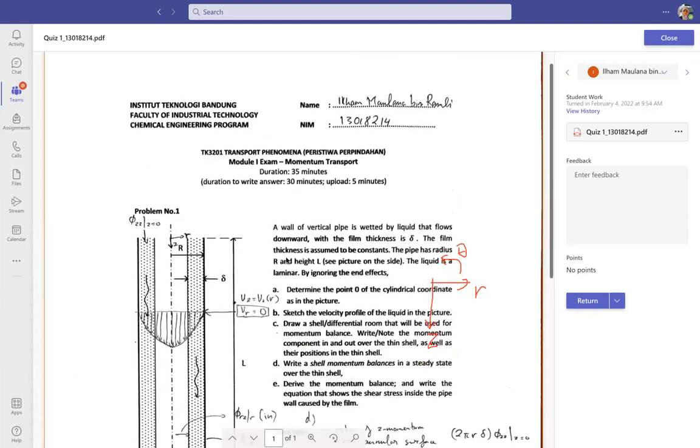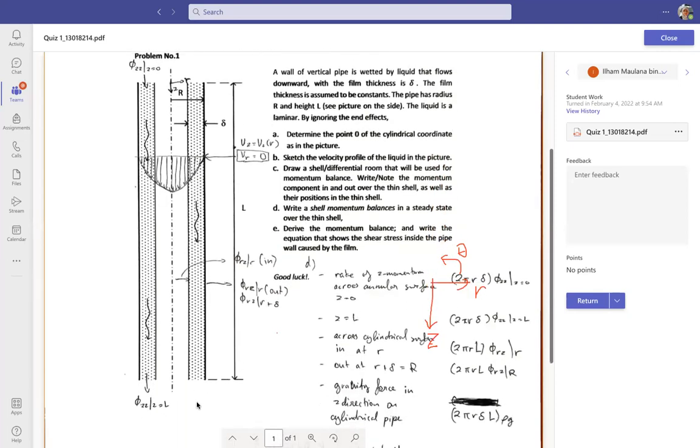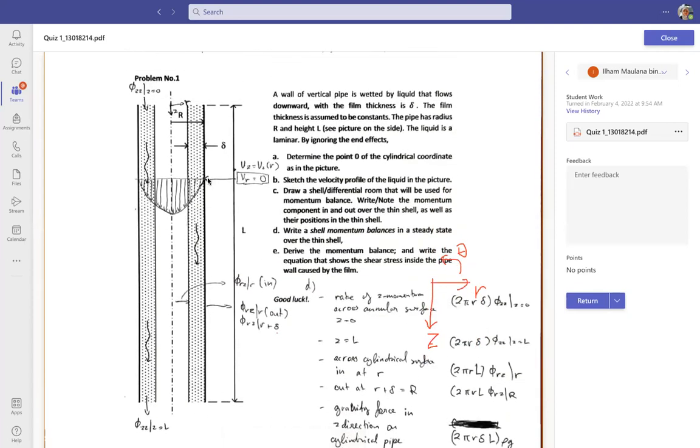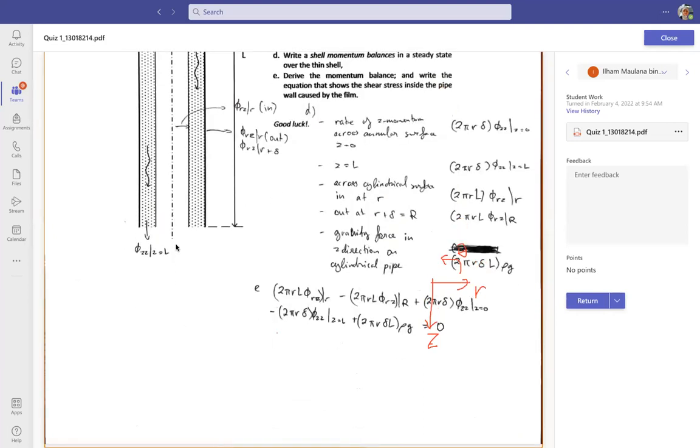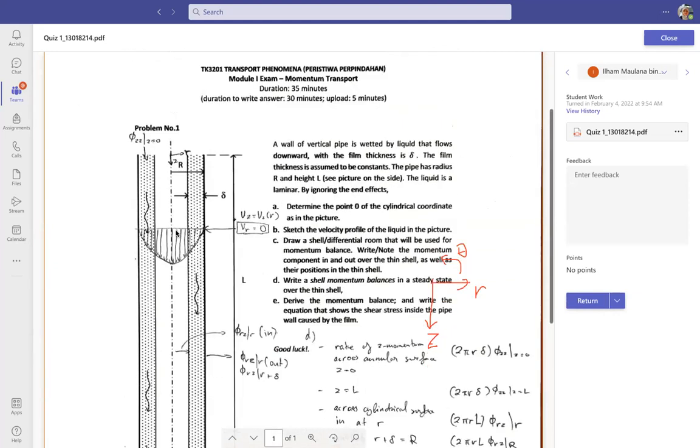There's nothing, so the wall of the vertical pipe is wetted, terbasahi, with the liquid that flows downward with a film thickness of delta. So this is delta, so there's nothing in here, okay? So hopefully you have more understanding of that one. Okay, and then this is the point, this is VR equal to 0. And then the thin shell, you also haven't made the thin shell yet. Yeah, okay, so still I need to check.